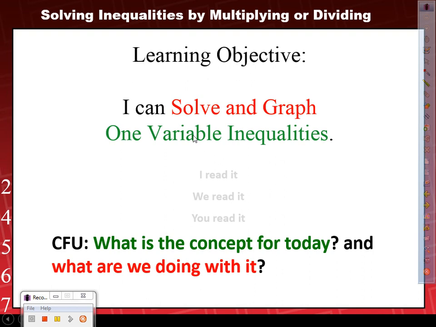Let's read together. 1, 2, 3. I can solve and graph one variable inequality. Let's read together one more time. 1, 2, 3.